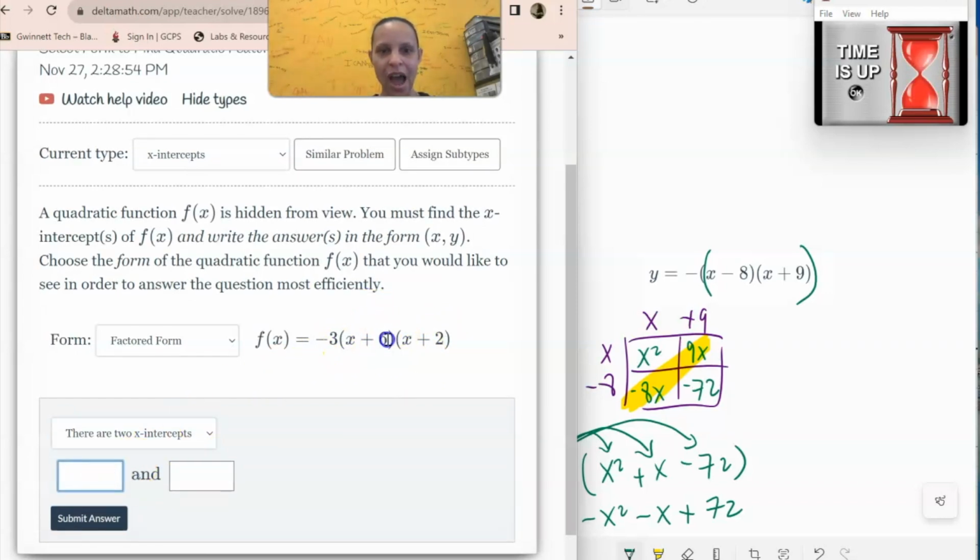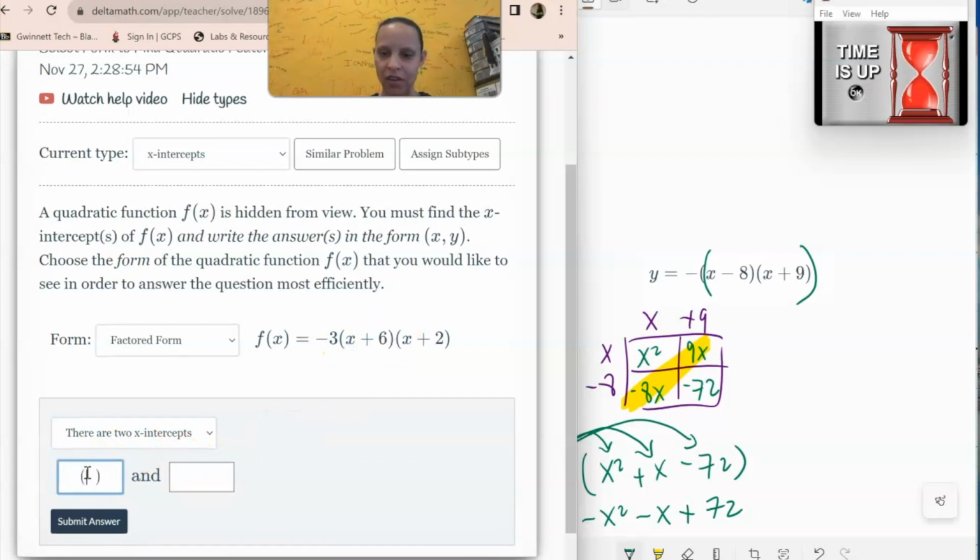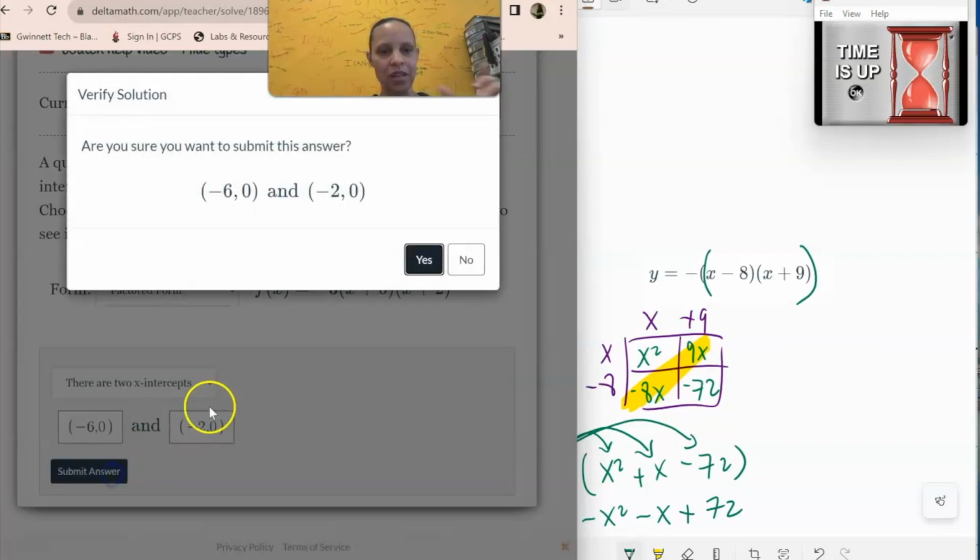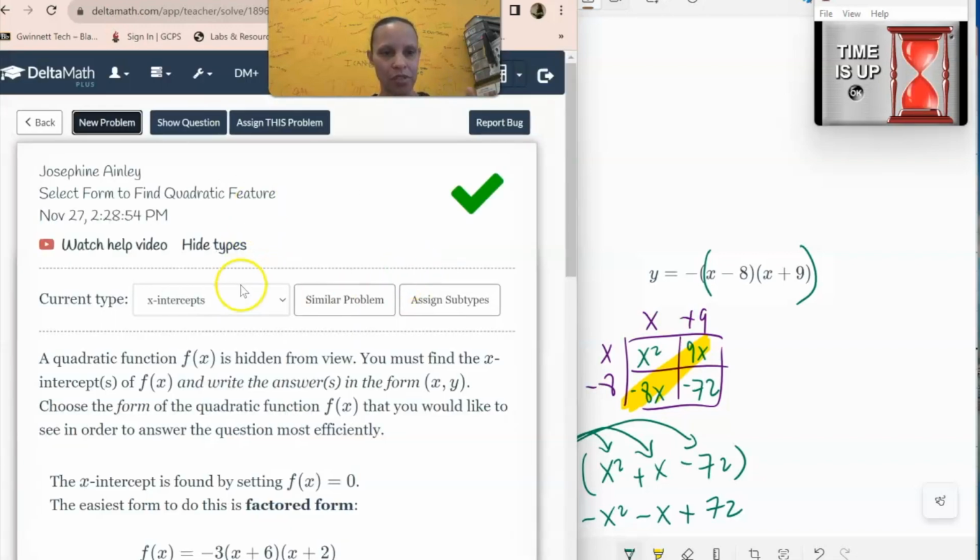So the first one, opposite. What is opposite of positive 6? Negative 6. And again, everything goes into your parentheses. So negative 6 is x, and 0 is your y. And then same thing on the second one, only it's negative 2. So negative 2, 0. So just remember, when you're doing anything inside the parentheses, always opposite of what you think.